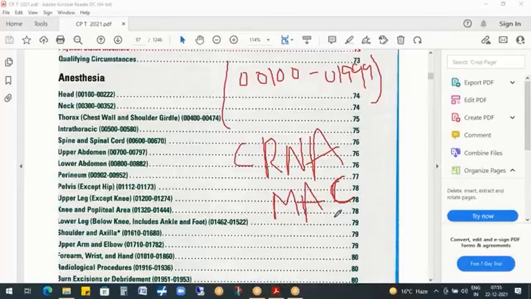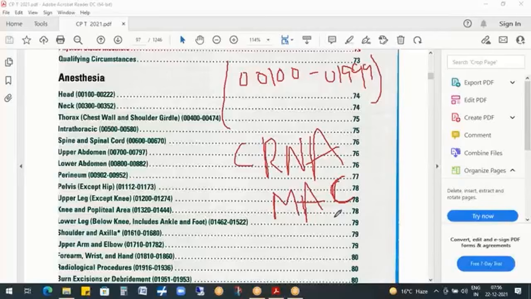Next point, other types of anesthesia that are a part of the surgical procedure. First one, local anesthesia. Second point, self-controlled. Third point, topical anesthesia.